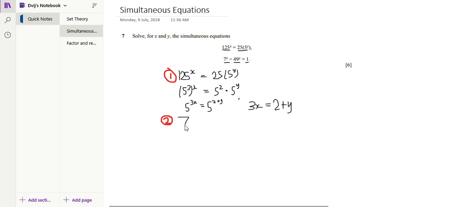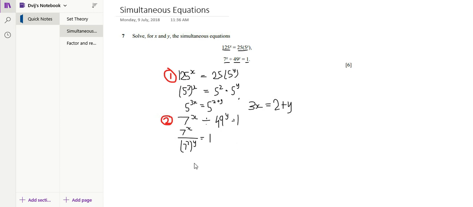We have 7 to the power of x divided by 49 to the power of y, which is equal to 1. Okay, so again, 7 squared is 49, so let's rewrite that. Let's say 7 to the power of x divided by 7 squared to the power of y is going to be equal to 1. And what do you know about 1? So we know that any number to the power of 0 is going to be equal to 1.